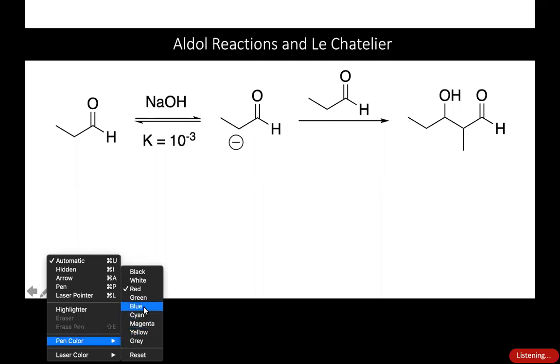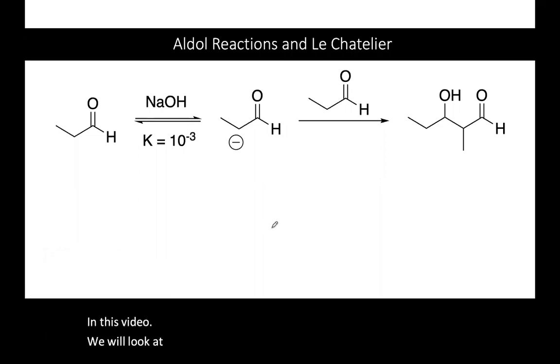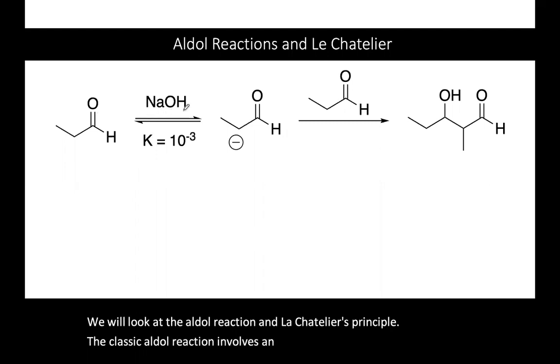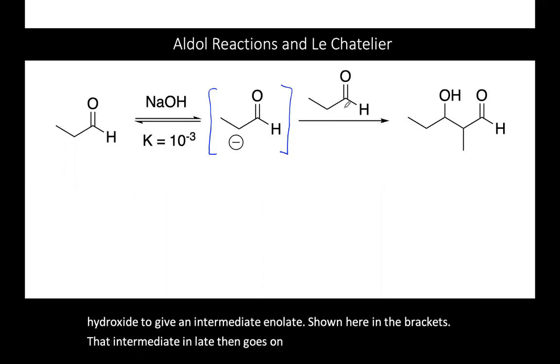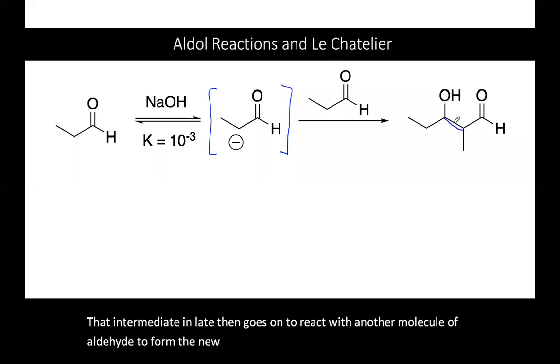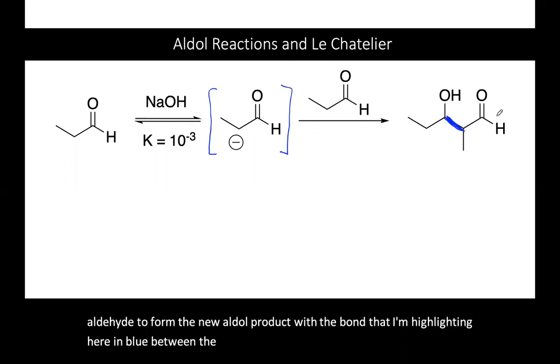In this video, we will look at the Aldol reaction and Le Chatelier's principle. The classic Aldol reaction involves an aldehyde reacting with sodium hydroxide to give an intermediate enolate, shown here in the brackets. That intermediate enolate then goes on to react with another molecule of aldehyde to form the new aldol product with the bond that I'm highlighting here in blue between the two reactants, the enolate and the aldehyde.